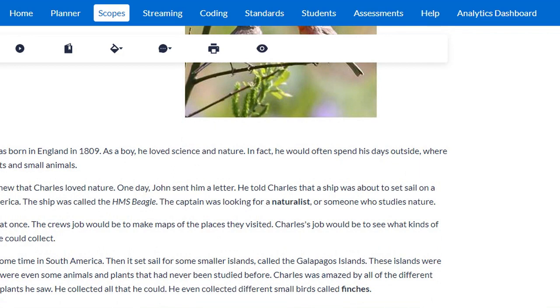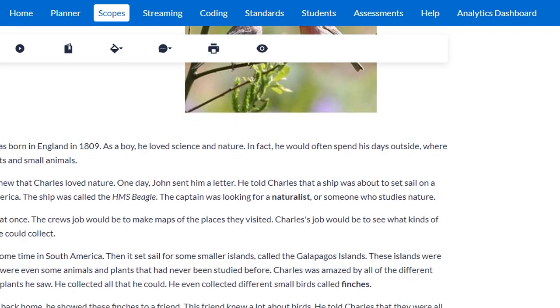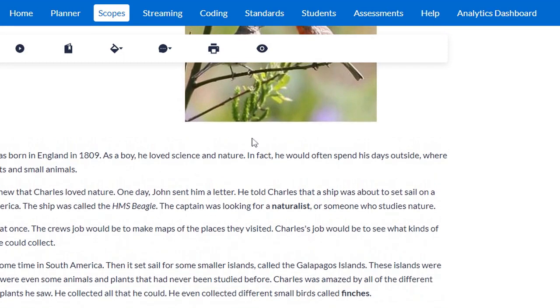These islands were rarely visited. There were even some animals and plants that had never been studied before. Charles was amazed by all the different kinds of flowers and plants he saw. He collected all that he could. He even collected different small birds called finches.